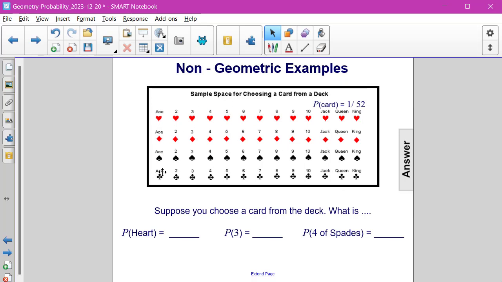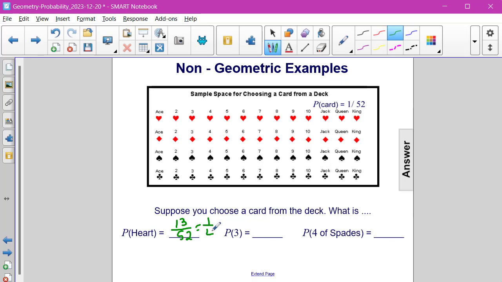So we have an ace, which is kind of like the number 1, then we have 2, 3, 4, 5, 6, 7, 8, 9, 10, and instead of 11 we have jack, instead of 12 we have queen, and instead of 13 we have king. And suppose you choose a card from the deck. What is the probability of pulling a heart from a standard deck of cards? Well, we have 13 hearts to choose from, so that's going to be our numerator, and our denominator is the total number of cards in a deck, which is 52, and now this reduces to 1/4.